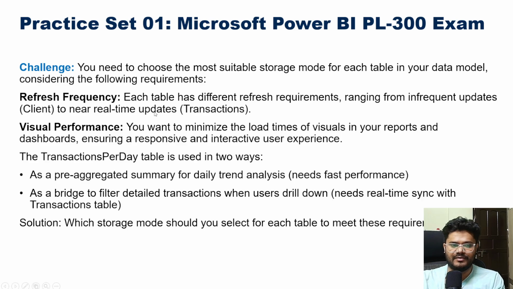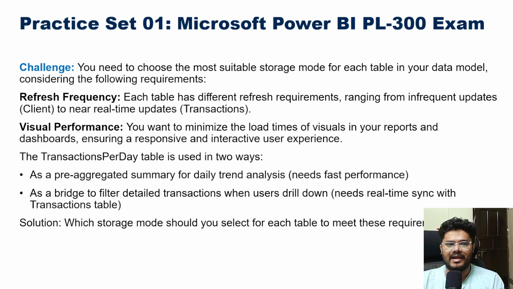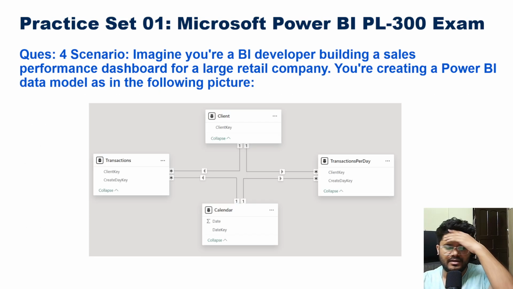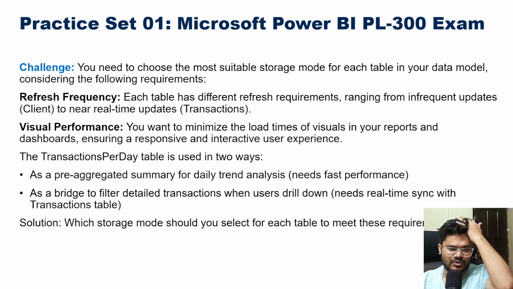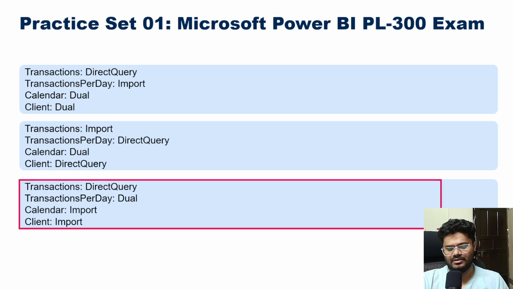So this is confirmed that transaction should be direct query, and calendar and client are something that contain the historical, or the static data. So hence it should be import, and transactions per day can be dual, because we want it to be flexible, right? So this is how this option is correct.